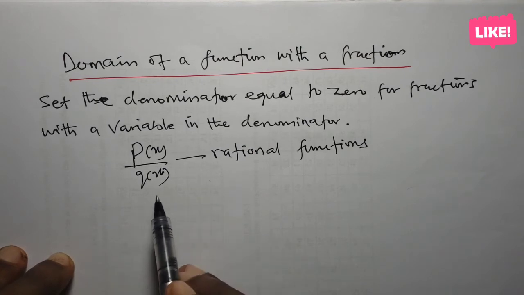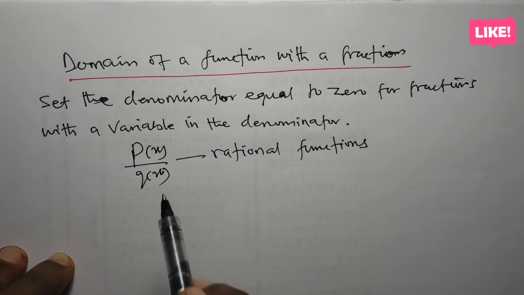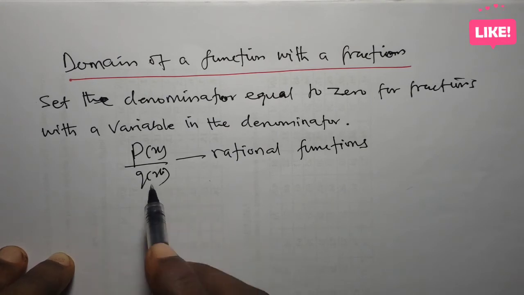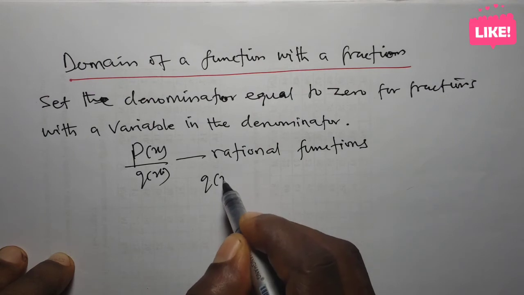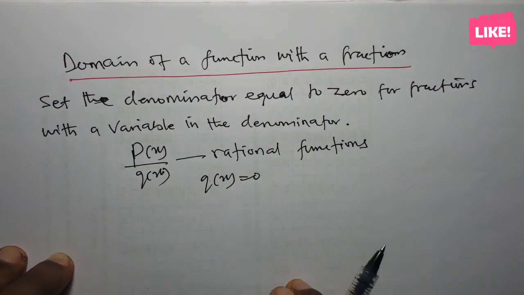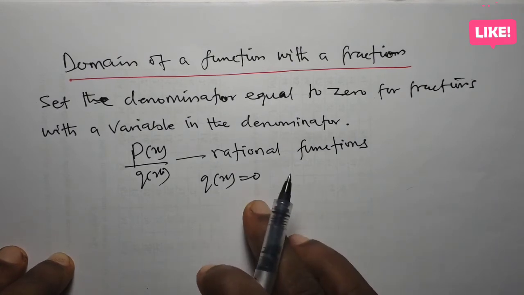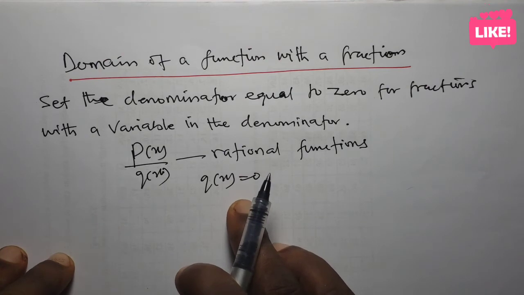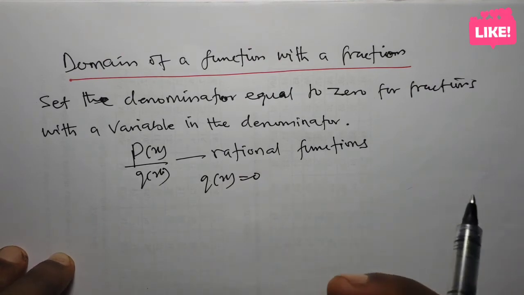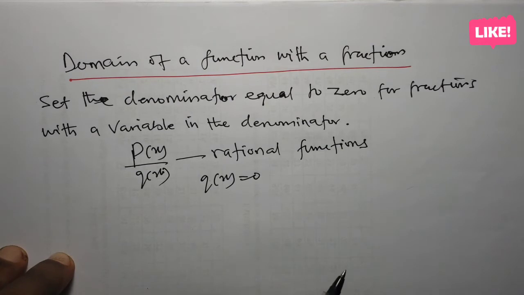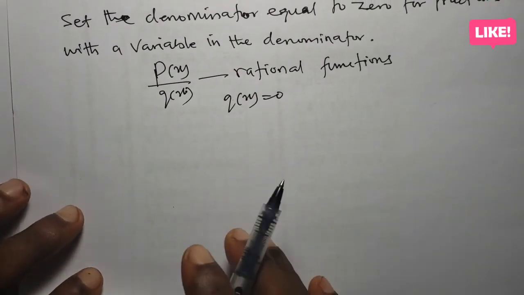Now, to get that point, or points, as the case may be, that are not in the domain of the function, you simply set the denominator, in this case q of x, to 0. And we solve the resulting equation to get the value of x. The value of x we obtain here becomes the value that will not be in the domain of the function. So we would say that the domain of the function is still the set of all real numbers except at the point where q of x is equal to 0. We shall illustrate this with two examples.